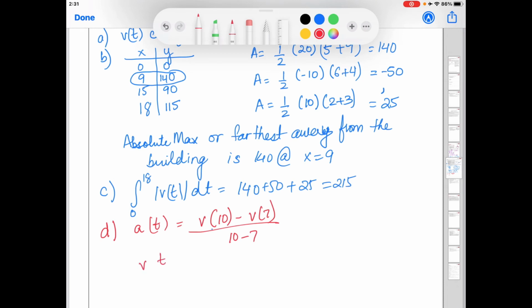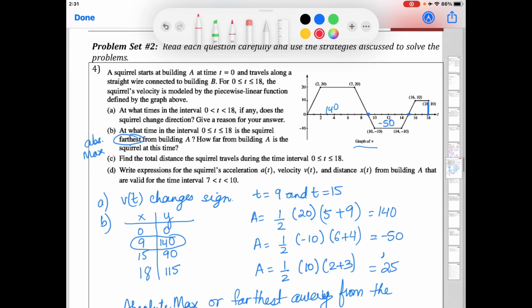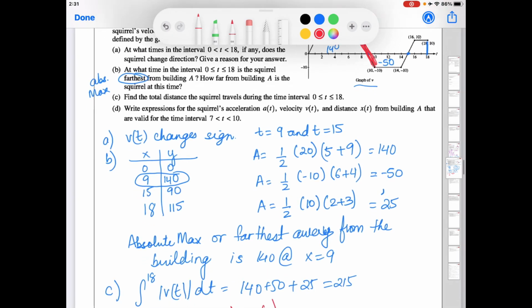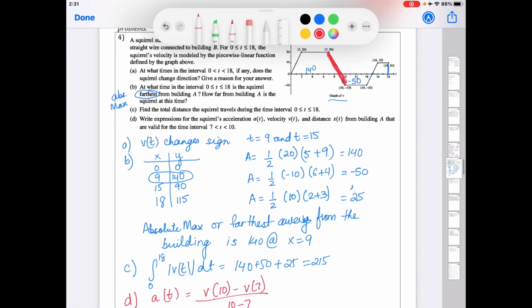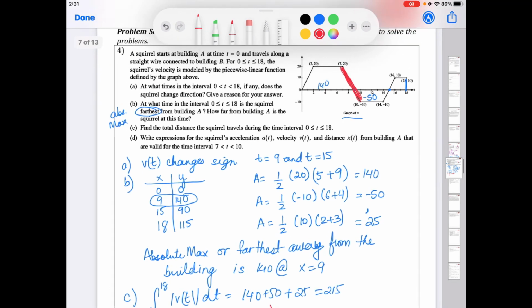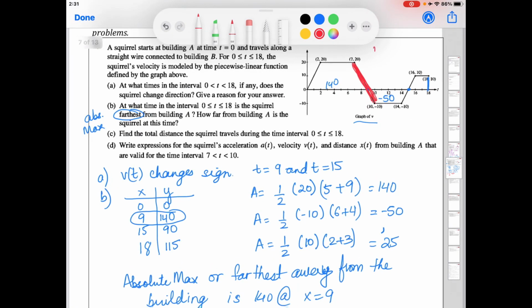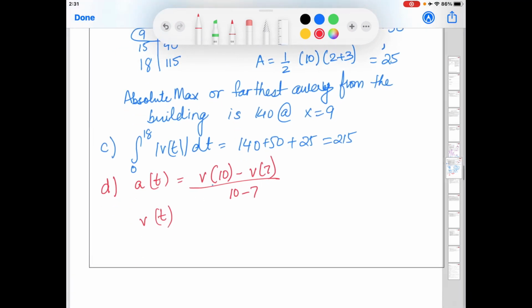Now I want to find my velocity. This is a velocity graph, so basically I am looking at this line segment from 7 to 10, right? So for the equation of that line, my points are (7, 20) and (10, -10), and all I need is my slope. I can find my slope, which would be -10 minus 20, which is -30, over 10 minus 7, which is 3, so -10. The slope of this line is -10.